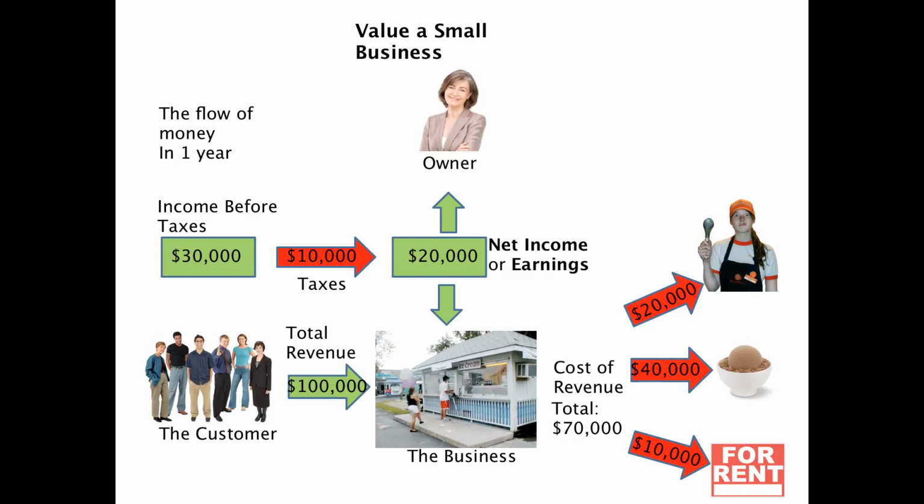So let's try to value Nancy's little ice cream stand business. What I did here is I changed the cash flow from being 1 hour to 1 year, and all I did was throw some zeros on all those numbers, and you can see instead of it being $100 coming in for the total revenue, now it's $100,000 coming in. It cost her $70,000 in order to make the $100,000. That's your cost of the revenue, which leaves you $30,000 before the income tax. You take $10,000 out for the taxes, which leaves Nancy $20,000 in net income or earnings for a year.